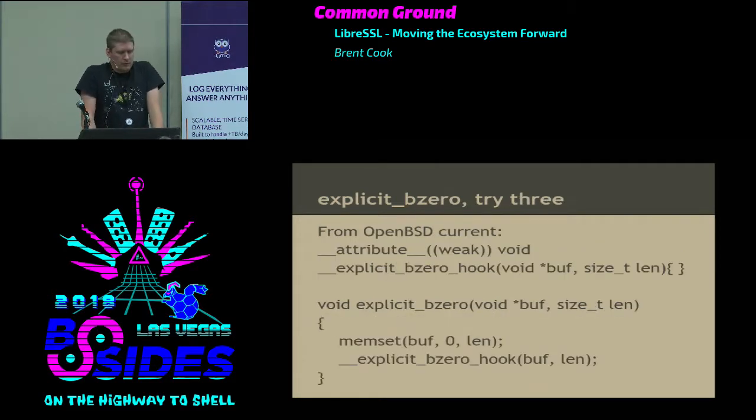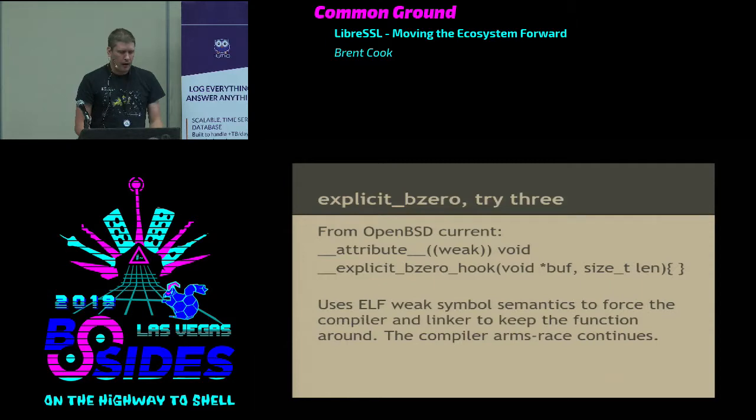Something else that we tried was this. So basically creating a weak function. What a weak function is, is you're basically giving a hint to the linker that this function can be replaced at any time at runtime with another function. So it basically prevents the link time optimizer from being able to do its work. However, there's still an arms race that you have to do.